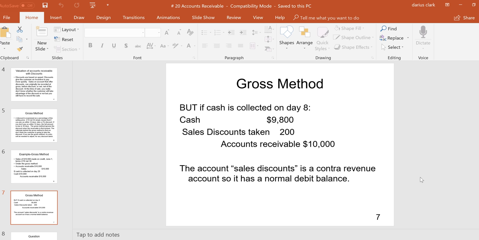In the end, of course, you're going to net all this out to sales. At the end of the year, you'll have your gross sales minus your sales discounts. You'll only report the net sales, but it's good to know internally that you have a sales discounts account, sales discounts taken, to show you how many times you thought that somebody wouldn't take advantage and they wound up taking advantage of the discount.